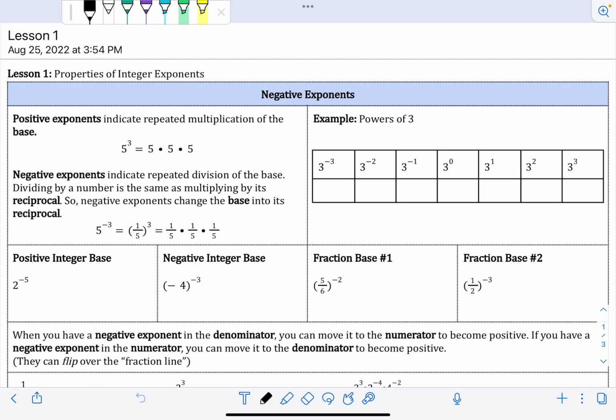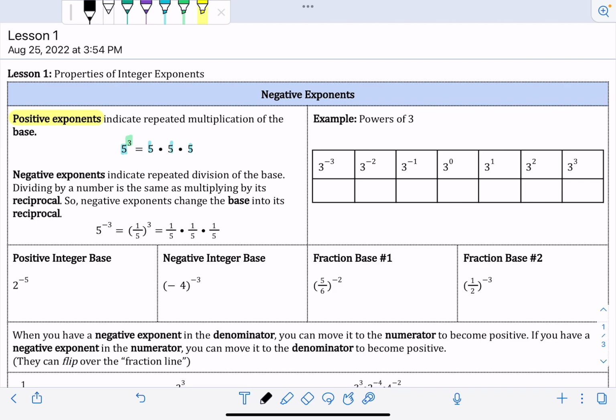So this lesson is lesson 1, properties of integer exponents. We're going to start with negative exponents, but before we start with those, we're just going to review positive exponents. Up in the upper left-hand corner of the screen, it says positive exponents indicate repeated multiplication of the base. That means that I'm taking a number and multiplying it over and over again as dictated by that little raised number. So this is read as 5 to the third power, and that means that I'm taking 5 and multiplying it together 3 times.